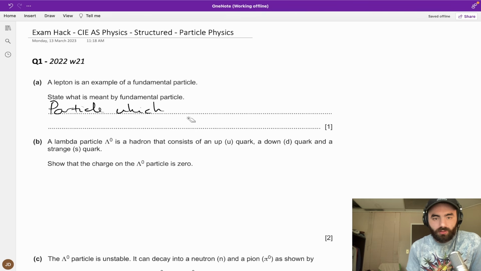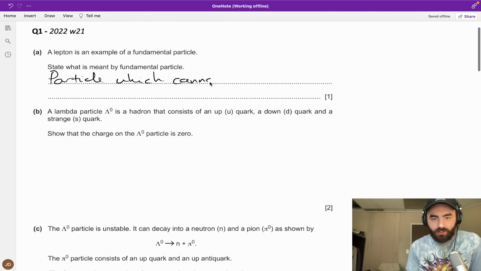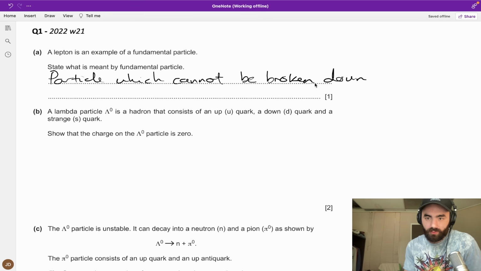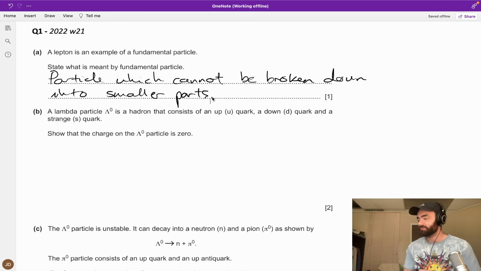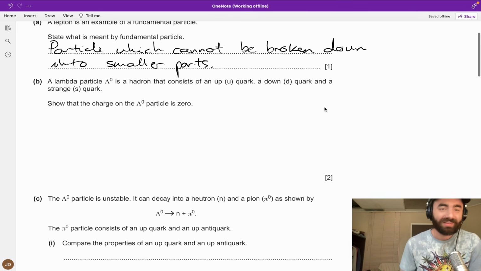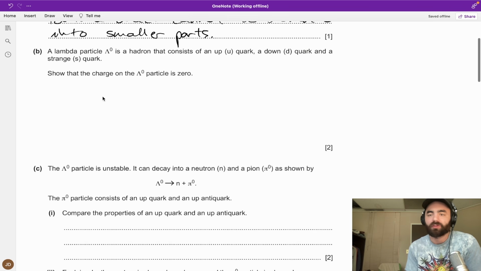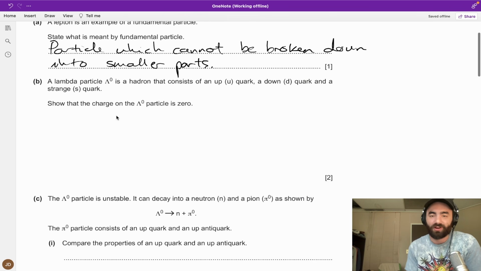which cannot be broken down into smaller parts. Basically, it's like rock bottom. We're going to call it rock bottom. A lambda particle, or this kind of particle, don't get freaked out by these weird symbols. They have to come up with different ways to symbolize these things, because we're running out of symbols at this point.